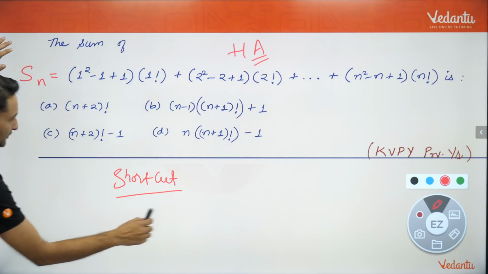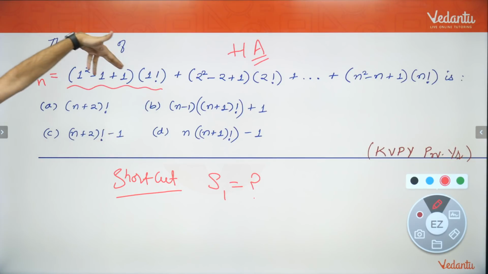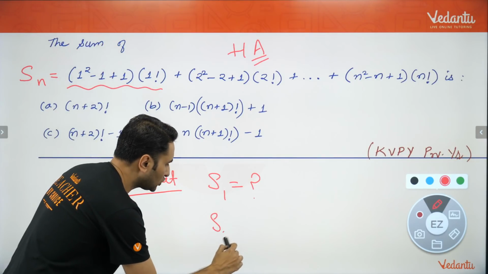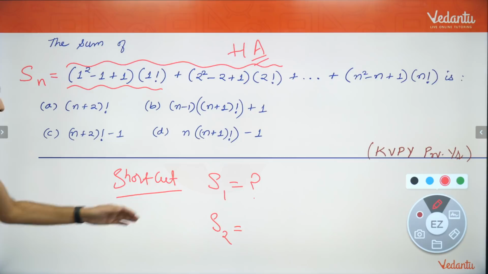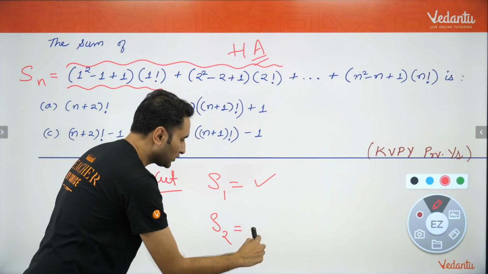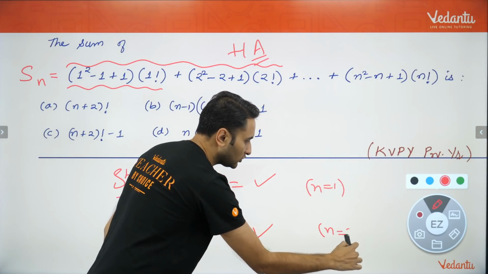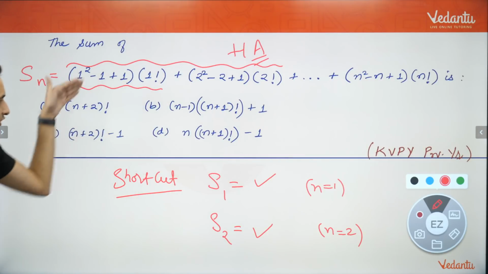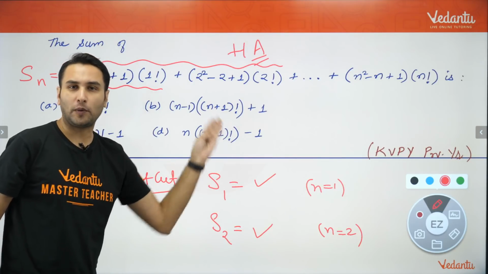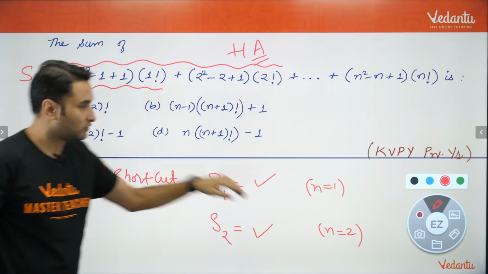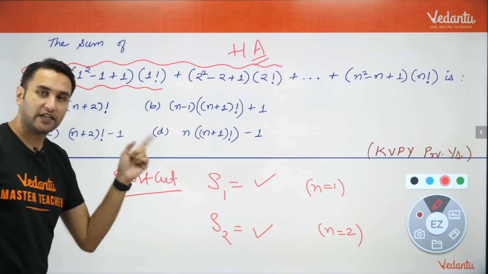तो बच्चों क्या करना? सबसे पहले find out S1. This is only this will give you S1. Then find out S2. S2 क्या हो जाएगा? This plus this. So you get the value of S1, you get the value of S2. This is for n is equal to 1, this is for n is equal to 2. Put n is equal to 1 in the options, check which one is correct. Agar you will get two options correct, then put n is equal to 2. When you put n is equal to 2 in the options, you should get this value, right? Check, you will get the answer.